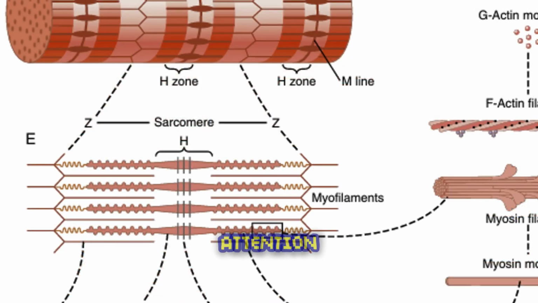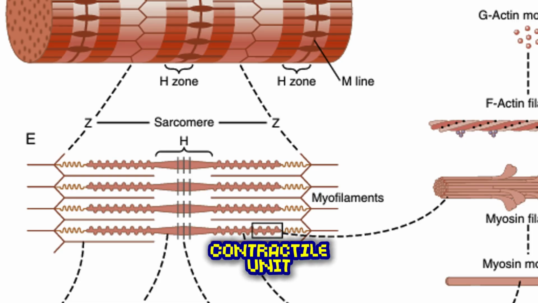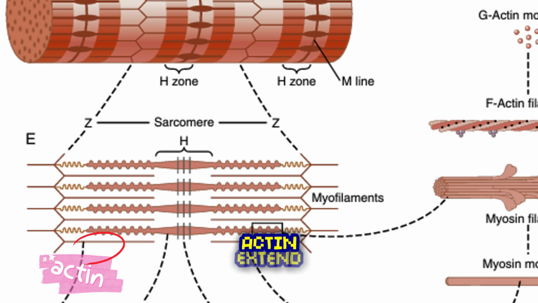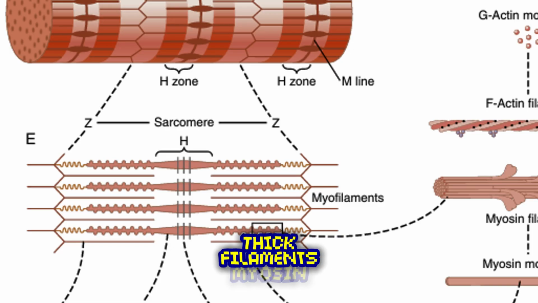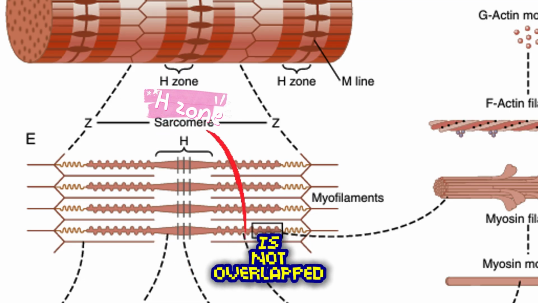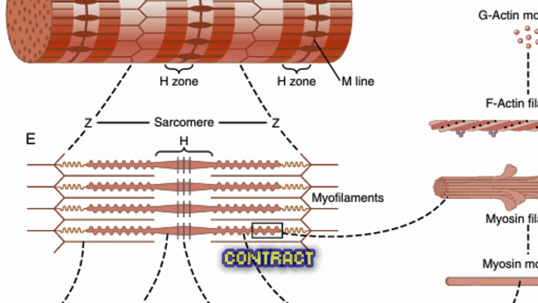Now pay close attention. This part is key. A sarcomere is enlarged here, which is the contractile unit, located between two Z discs. Inside you see thin filaments, actin, extend from the Z disc toward the center. Thick filaments, myosin, located in the center. H zone, the part of the myosin that is not overlapped by actin. Interdigitation, overlapping, where actin and myosin mix so they can contract.